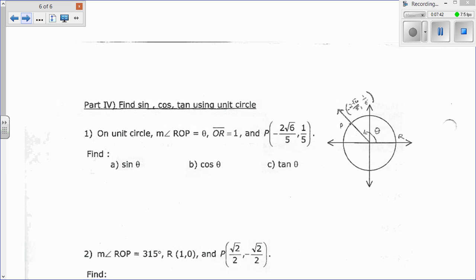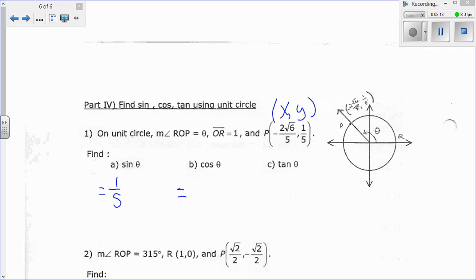On the unit circle, the measure of angle ROP is theta, OR is 1, and P is negative 2 radical 6 over 5, and 1/5. We define the sine of theta, the cosine of theta, and the tan of theta. Remember, I just did this on the page before, x and y. Sine is y, cosine is x. We do everything in alphabetical order. So y is 1/5, so that means the sine of theta is 1/5.